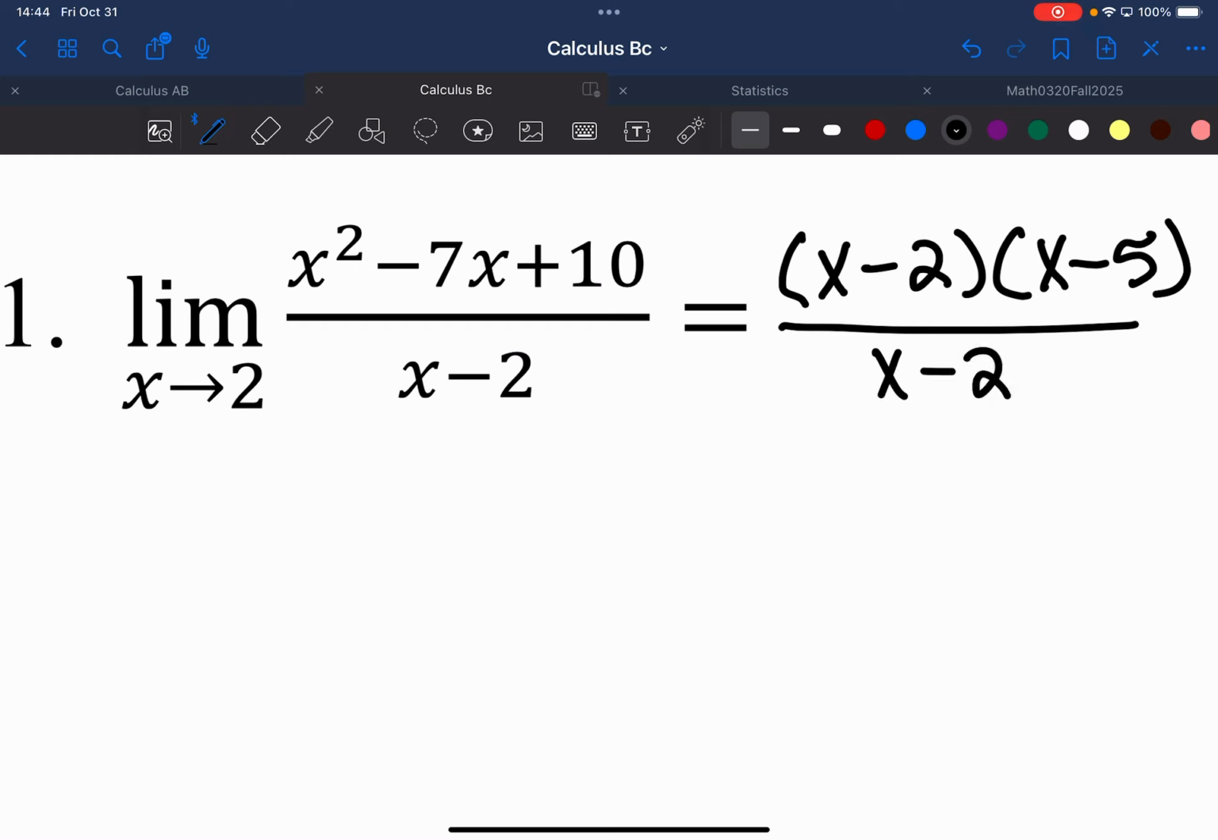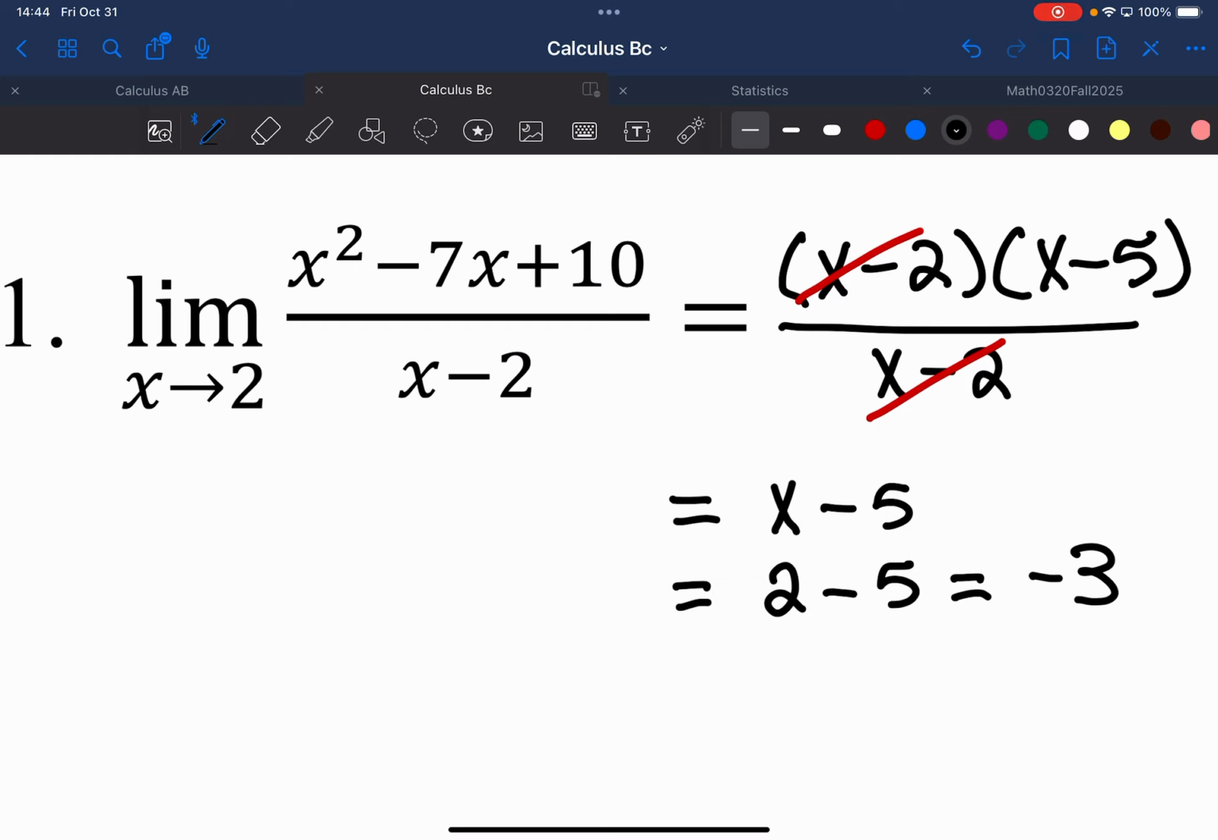And then from here, we're looking to see if anything cancels. So we see the x minus 2 cancels, and what does that tell us about the graph? There's a hole at x equals 2. So that means we now can plug in 2 into whatever is left over. So we have x minus 5, which is 2 minus 5, which gives us negative 3. Okay.